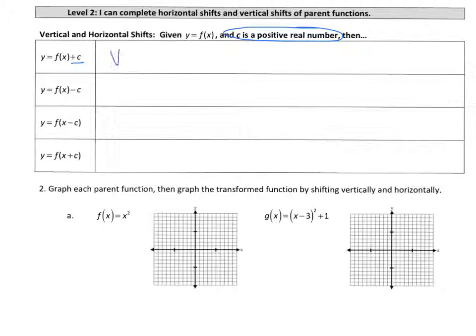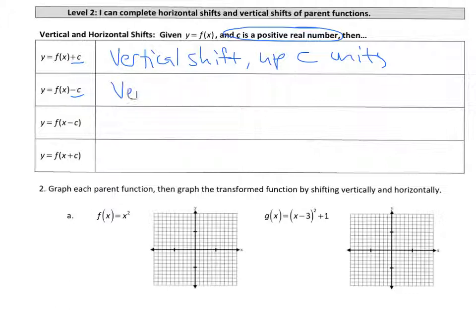So a vertical shift up c units. And the next one would be a shift down when you subtract a number. So also a vertical shift down c units.